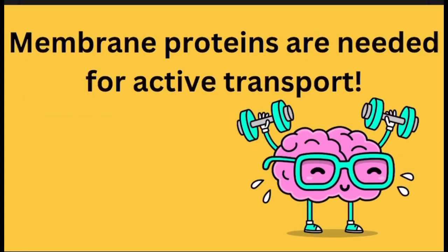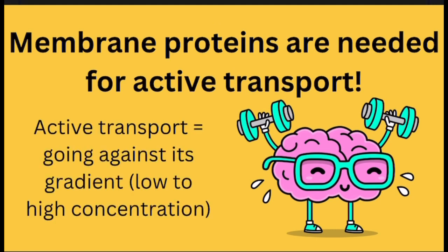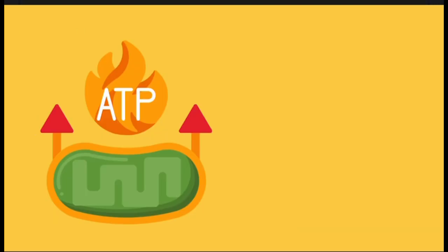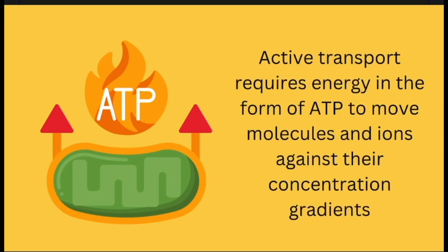Membrane proteins are also needed for active transport. Active transport means that something is going against its concentration gradient, or from a low to high concentration. Since it's going the opposite way and can't happen by itself, we need ATP to help. Active transport requires energy in the form of ATP to move molecules and ions against their concentration gradients.